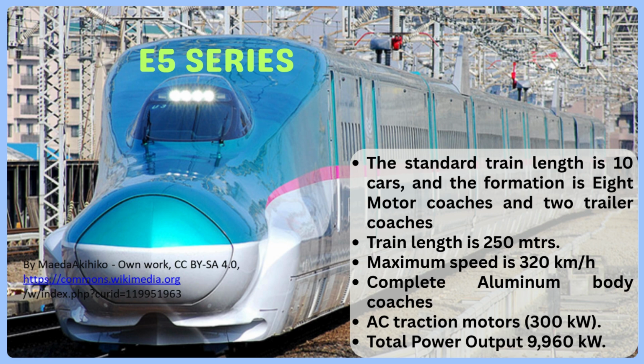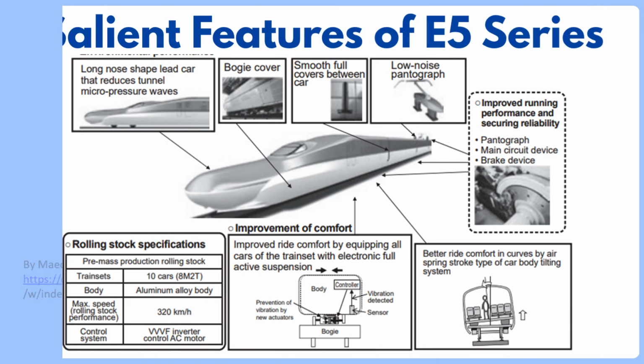Traction system. The energy efficiency of the traction system was improved by adopting a higher capacity drive circuit together with the use of silicon carbide devices and highly efficient IMs. The capacity of the traction system is sufficient to drive the 300 kilowatts main motors needed to achieve the maximum speed of the E5 Shinkansen.